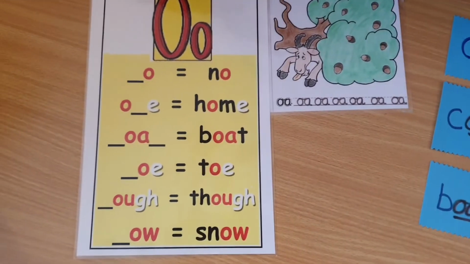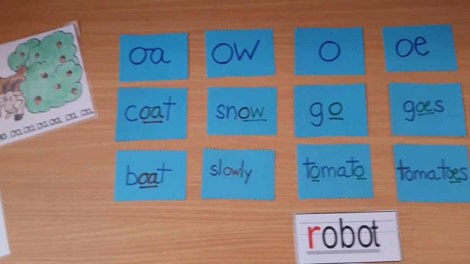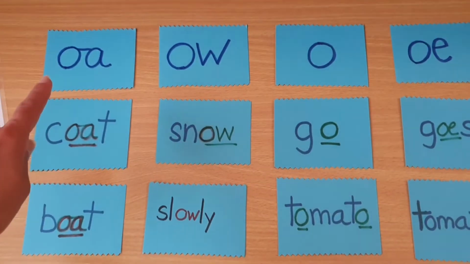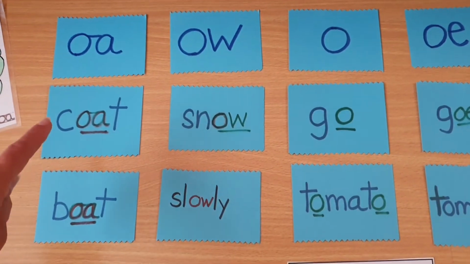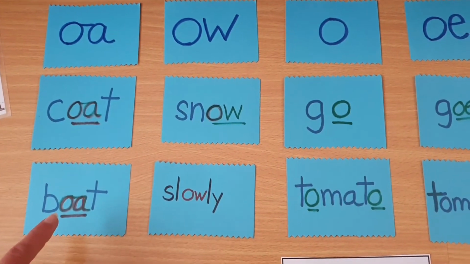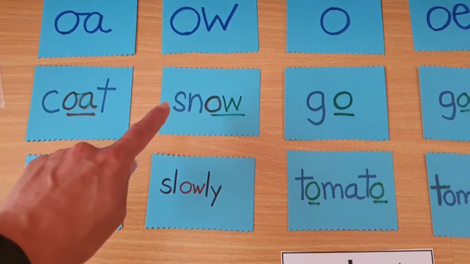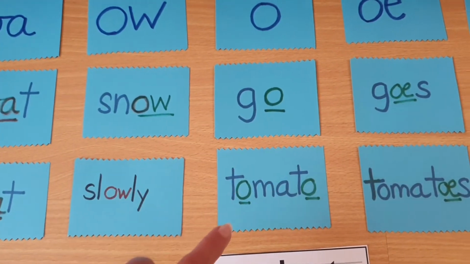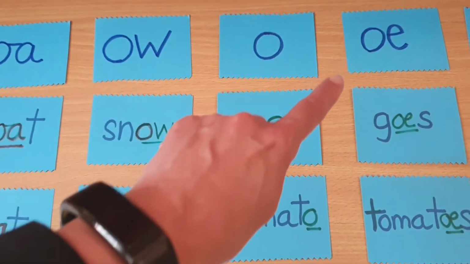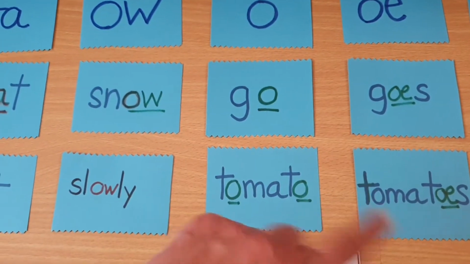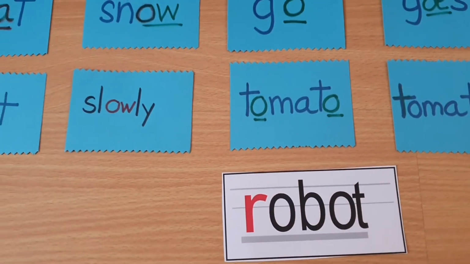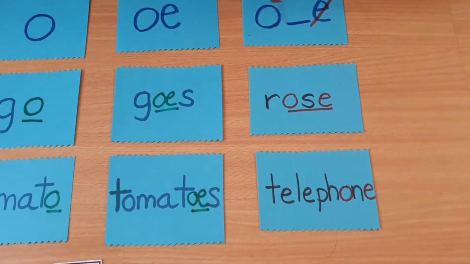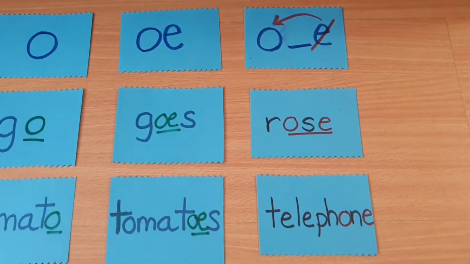Oh! And these are the different ways of writing O, and we're going to review them right here. So far, we have learned that the O can be written 4 different ways. O, like in coat and boat. O, like in snow and slowly. O, like in go and tomato. And O, like in goes, tomatoes. Oh, and this one we forgot, robot. Very good. Now, boys and girls, today we are going to learn about the O with the magic E.